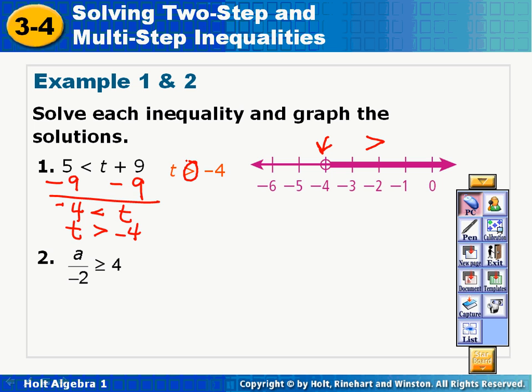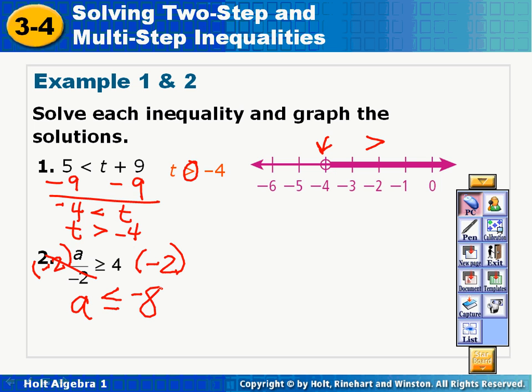Right, write down number 2. We are going to do the inverse operation by multiplying by negative 2. The 2's cancel. Do you remember that when you multiply by a negative, it flips the inequality sign? So the final answer is going to be a is less than or equal to negative 8.